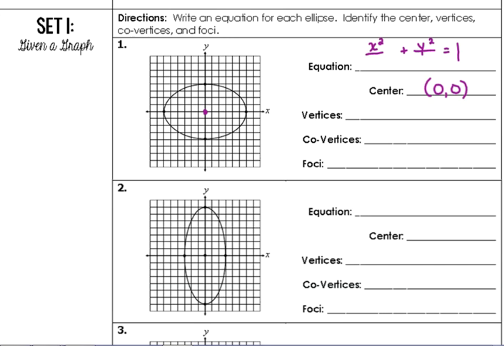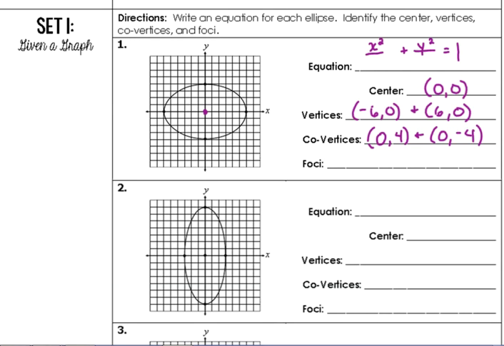Since we're given the picture, it's pretty easy to identify your vertices and your co-vertices. Remember, the vertices are on the major axis, the bigger axis. So let's see here, what is that? 2, 4, 6 in both directions. So we've got -6, 0, and +6, 0 for the vertices. Our co-vertices are the points on the minor axis, so that's 4 and -4, so 0, 4, and 0, -4 are the coordinates of our co-vertices.